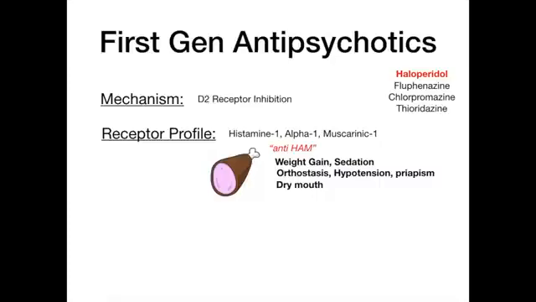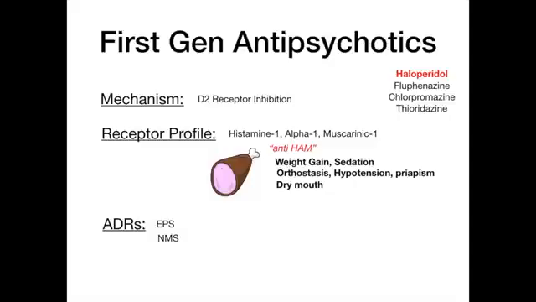So anti-HAM1, that's the receptor profile for both first and second generation antipsychotics. And again, I'll bring this up when we talk about the atypicals or the second generation. But the high yield point to know really for the first generation antipsychotics is that they have the greatest incidence of extrapyramidal symptoms and potentially neuroleptic malignant syndrome, which is an emergency, a life-threatening condition.